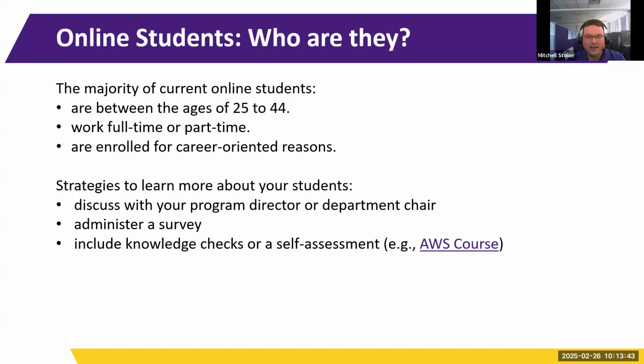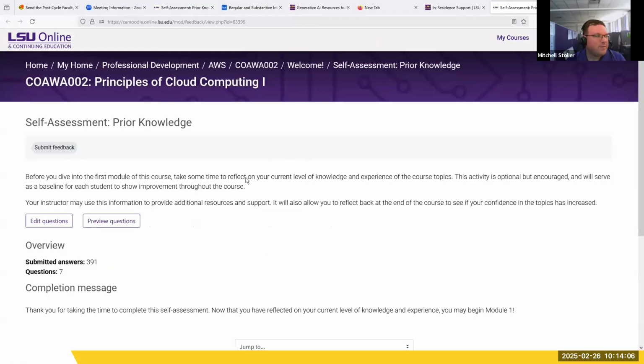Another way that you can learn more about your students and better understand their needs is to administer a survey at the beginning of each term. You can even include a self-assessment at the start of your course so that you can coordinate your instruction accordingly. For example, let me pull up the screen right here. Okay, can everybody see Moodle on the screen?